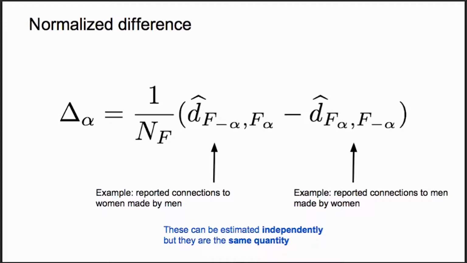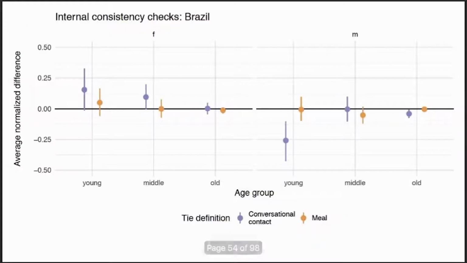So this is a neat feature of this approach, a built-in way to assess how well these tie definitions are doing. And it's really useful because, as you'll see, you can use this information to try and improve over time by trying new tie definitions and trying to narrow in on the one that seems to produce the most accurate information. So here's an example of the results of the internal consistency checks from Brazil.